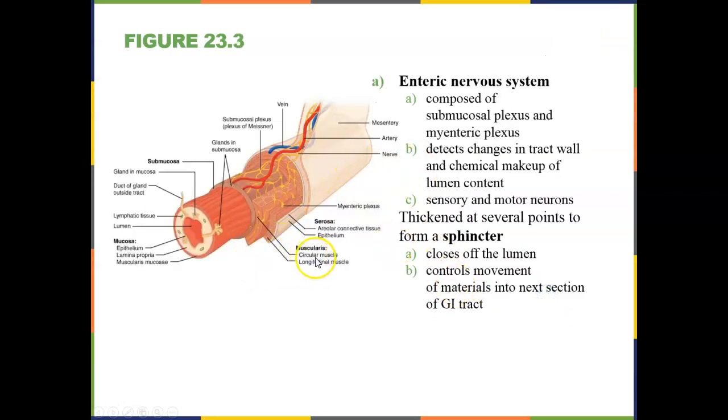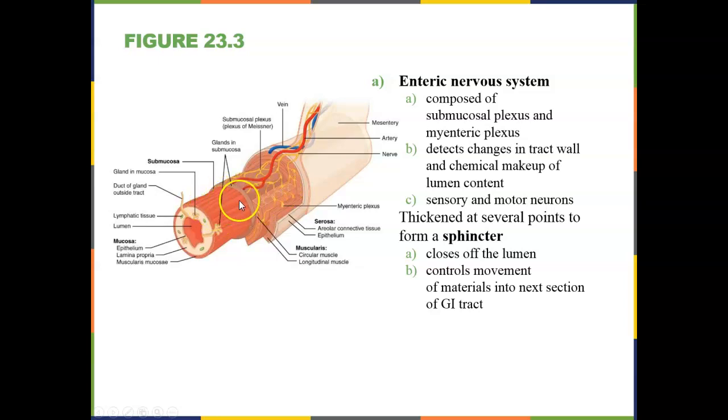The digestive system has its own nervous system associated with it. And so this nervous system is part of the autonomic nervous system, which means we don't have any control over it. It is automatic. Autonomic is automatic. And it is known as the enteric nervous system. So this is found within the submucosal and the muscularis region. So you have a submucosal plexus and a myenteric plexus.